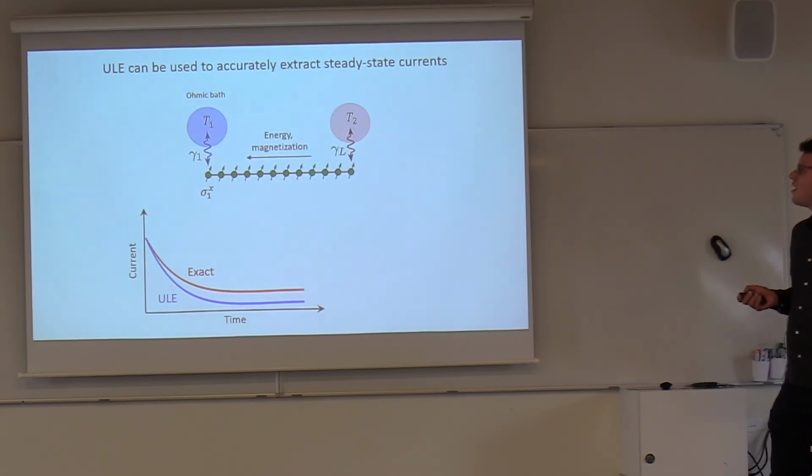So we have a hot bath and a cold bath. We know that energy will run from the hot reservoir to the cold reservoir through the chain, and also magnetization, because magnon number is conserved in this Heisenberg spin chain. And why do I mention this as a particular example? It's actually because of a paper written by Ashak.